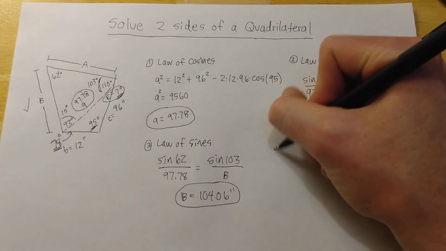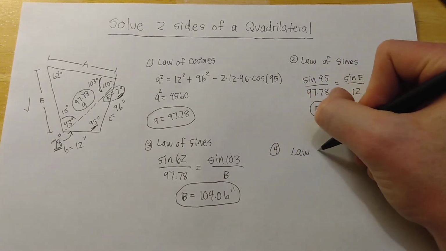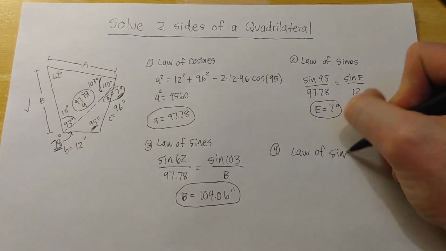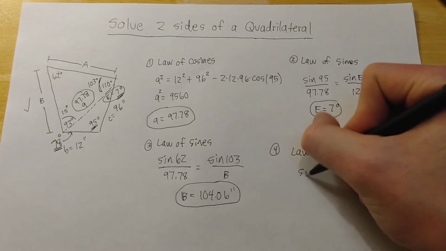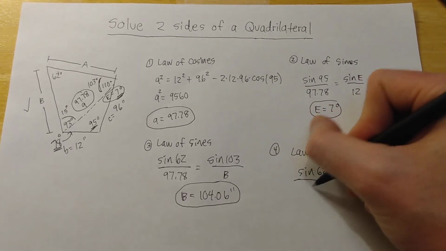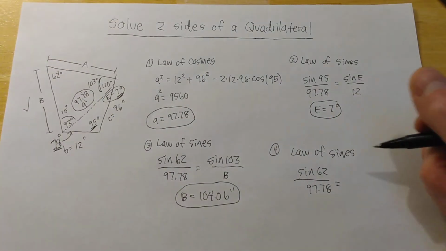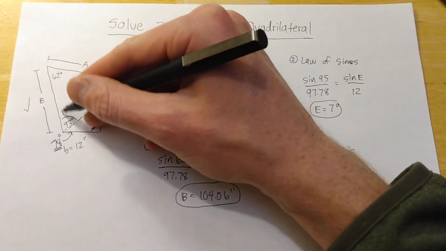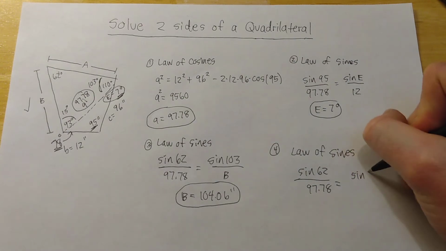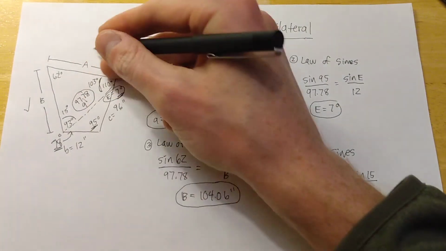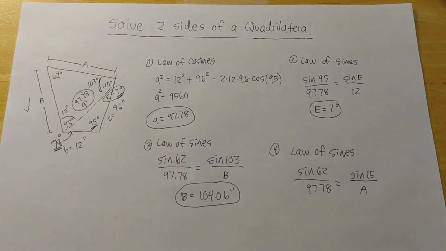And then lastly, we're going to use the law of sines one last time. Start off the same way, sine of 62 over 97.78. Sine of that divided by that is equal to sine of this, which is 15, divided by its opposite side, which is A. I don't know that I've solved this one out, so let's just double check it.